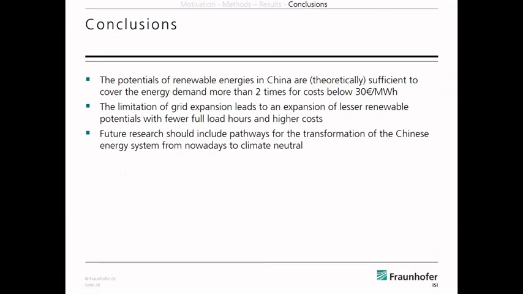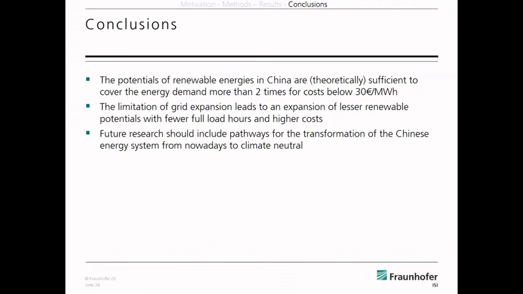But we also see that the grid expansion is really important for this energy system, because the limitation of the grid leads to an expansion of lesser renewable potentials with fewer full load hours and higher costs. So the expansion of the grid is a really, really important flexibility option for the energy system, because when there's no wind in one region, there's always wind in another region, and the system can balance this better when the electricity grid is strong, which we also see in Europe or other regions.